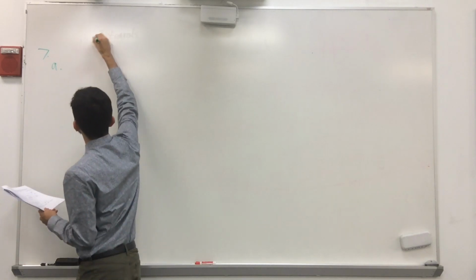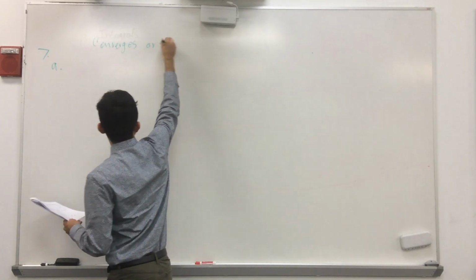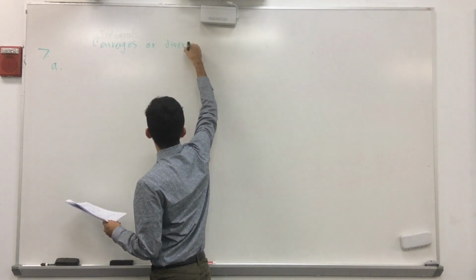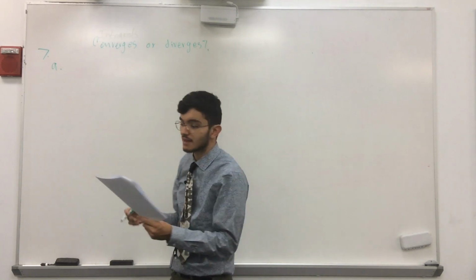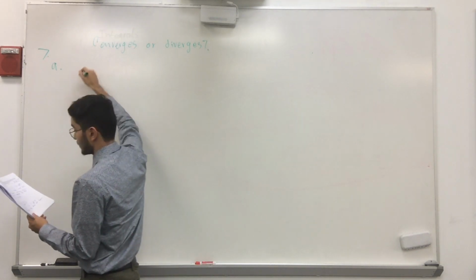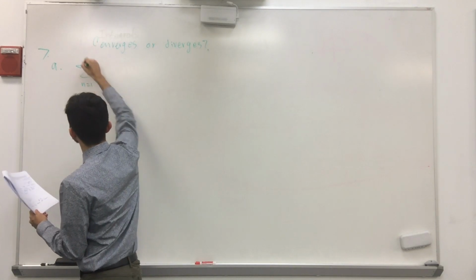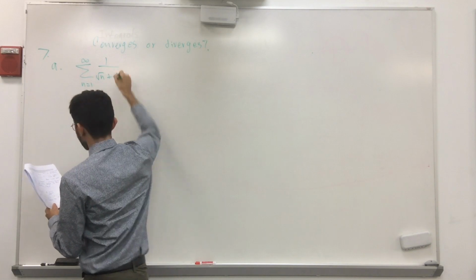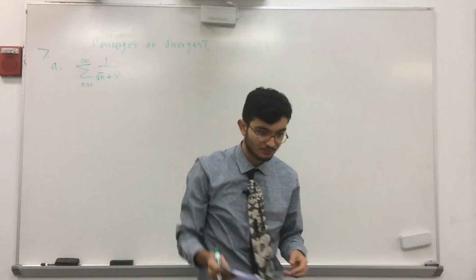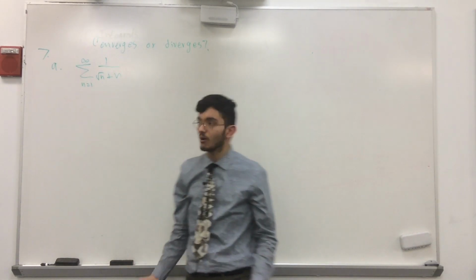Okay, we're going to find if it converges or diverges. That's all we want to know. And we're going to state which test, of course. For A, we have the sum from n equals 1 to infinity of 1 over the square root of n plus n. Okay, very easy, no problem, no stress. This clearly diverges, but why?